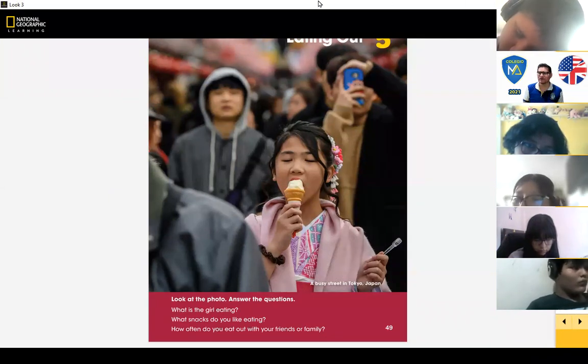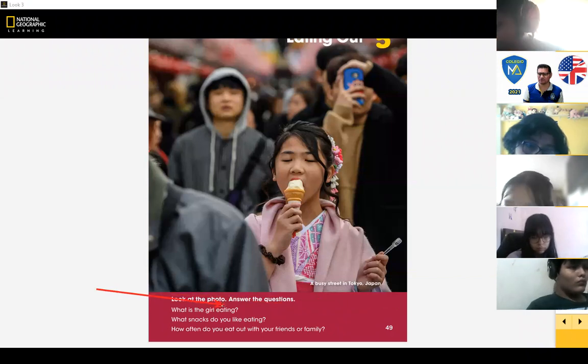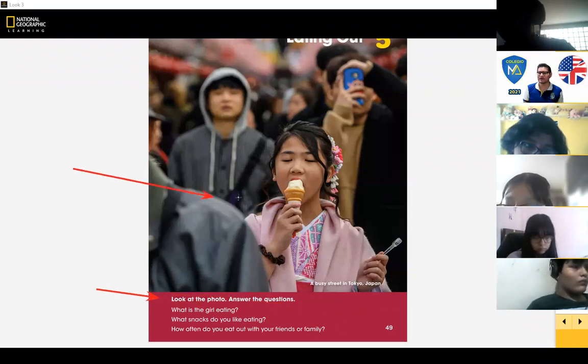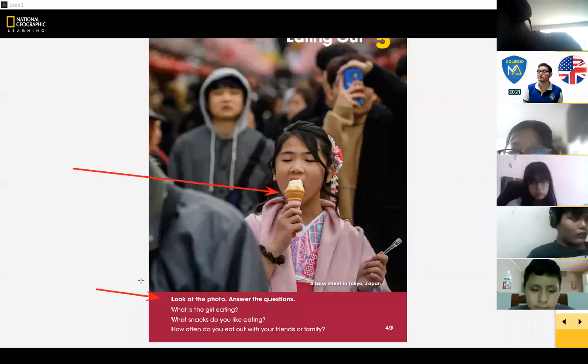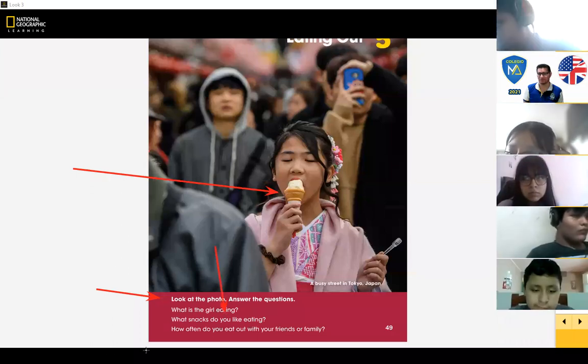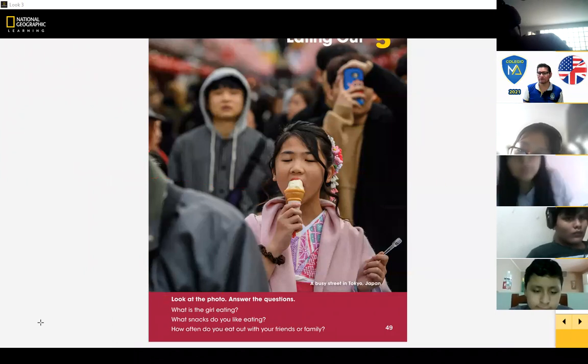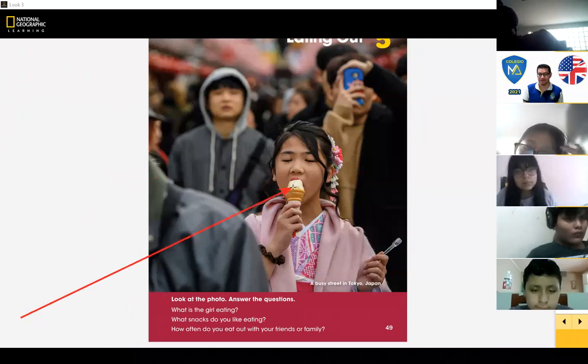Yeah? It says, look at the photo, answer the question, no? What is the girl eating? She's eating an ice cream, right? What is she eating? ¿Qué está comiendo? What is she eating? An ice cream. An ice cream, yeah.